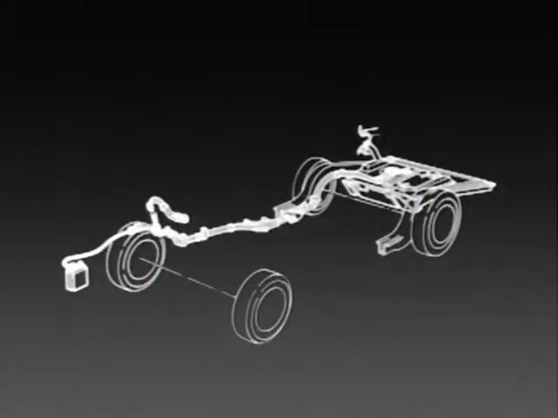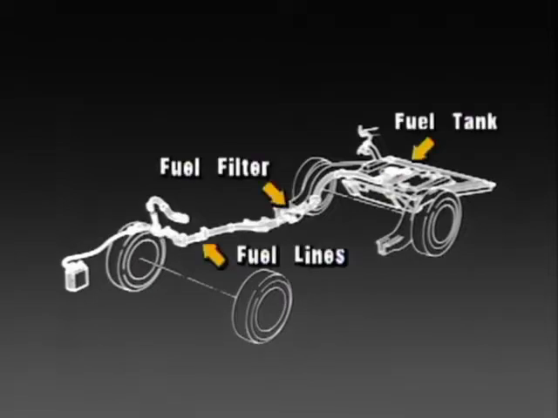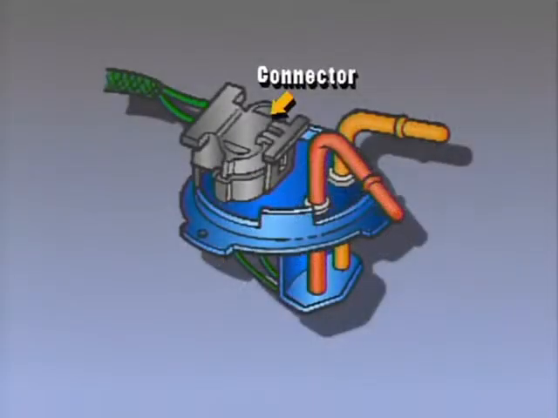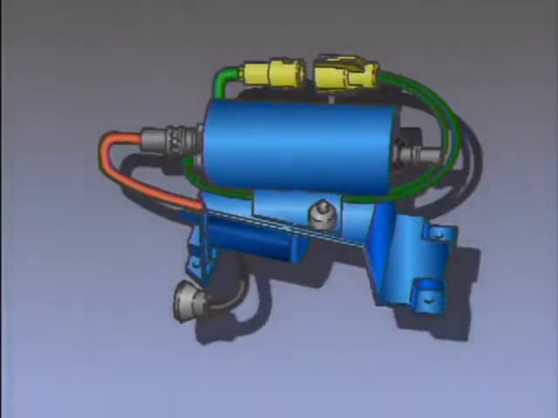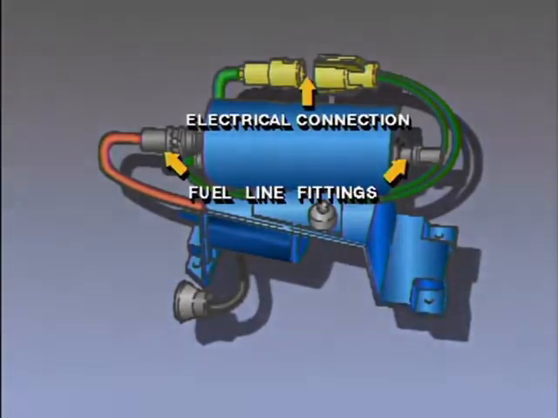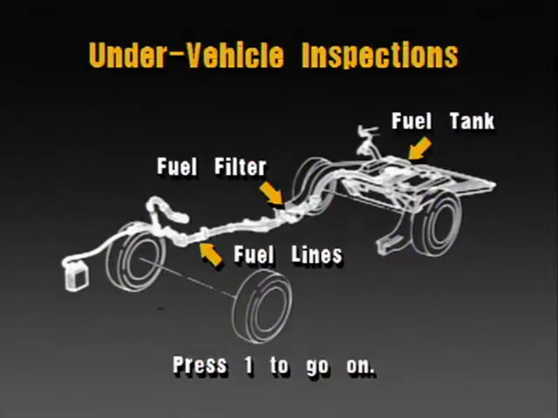Continue the inspection with the fuel injection system components that are under the vehicle. Inspect the fuel lines, filter, and tank for signs of leakage. Also, check the electrical connections at the in-tank pump. And if the vehicle has an inline fuel pump, make sure the fuel line fittings and electrical connections are secure. Now review the under-vehicle inspection points for the fuel injection system. Press 1 on the controller to go on.